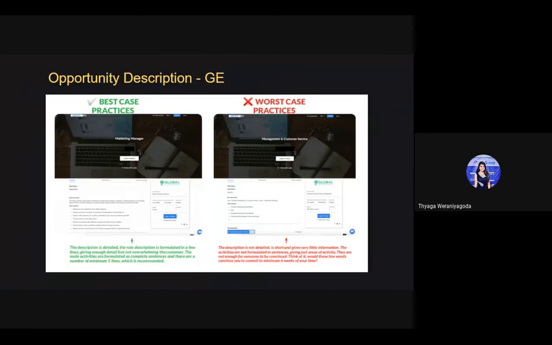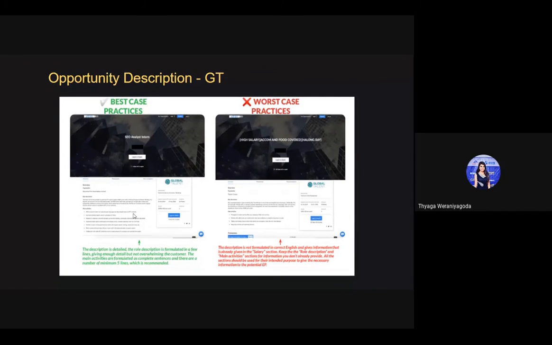Okay. So here again we have the best case practices and the worst case practices. For GE, as you can see, there are completed sentences and kind of a paragraph, and not short form like this. This is like 2 or 3 words. It shouldn't be like this. And for GT, as you can see here again, it is a fully completed opportunity with a good paragraph and good sentences. And as you can see here, high salary, accommodation, food covered, a long day. These are not recommended.